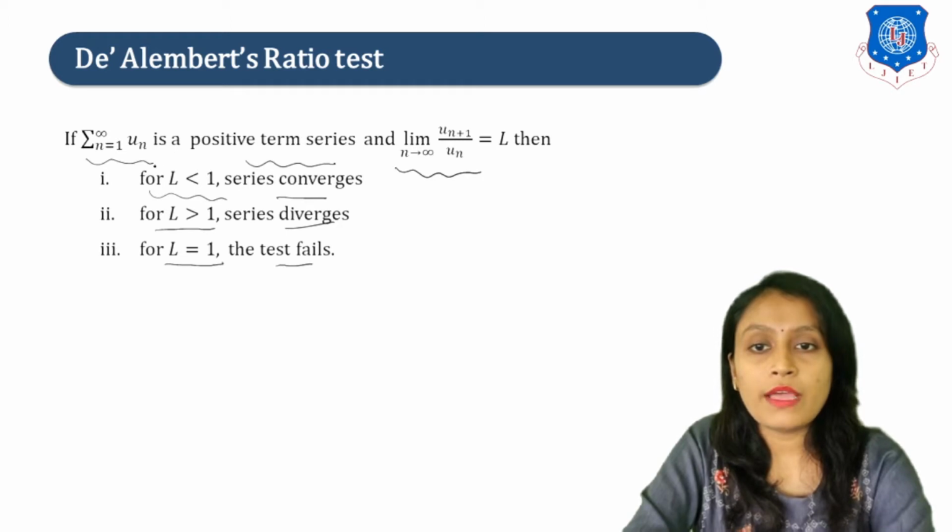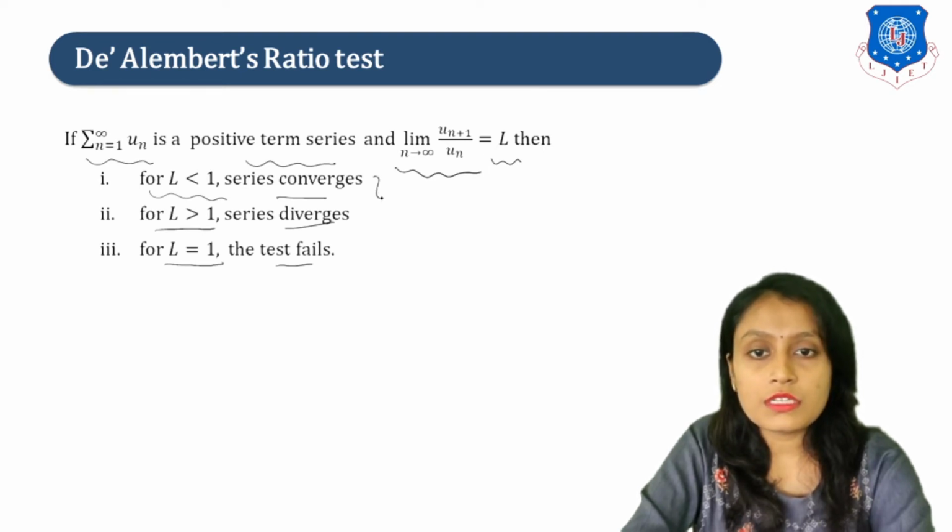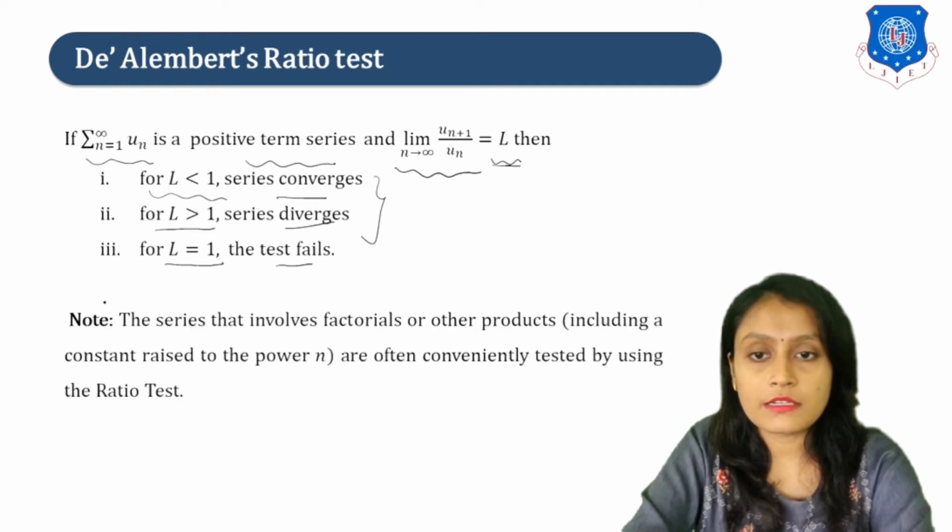Okay, so whenever we have a series Σun which is a positive term series, we will find this limit, n tends to infinity, un+1 upon un, and its answer is L. So the convergence, divergence and test failing depend on L. If L is less than 1 the series converges, for L greater than 1 the series diverges, and for L equal to 1 the test fails, which means we have to apply another test.